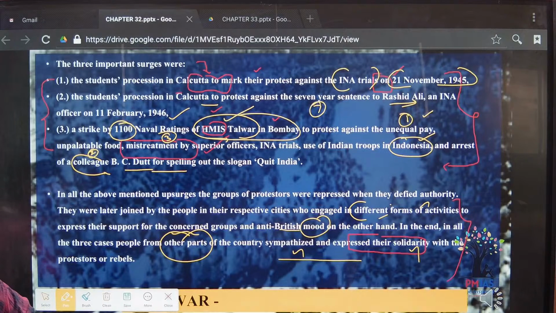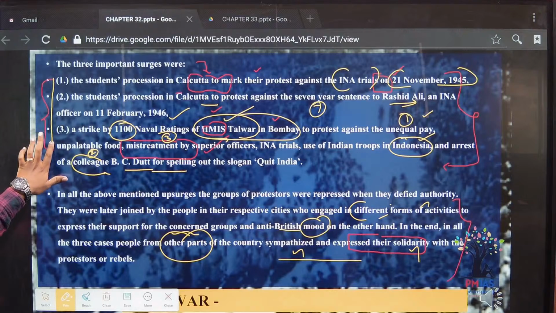So how was their solidarity at this point? They said: we are ready, you go and fight against the mighty Britishers, we are ready to support you, we are behind you. Without worrying about anything, you can fight against the Britishers, that was the mindset of the Indian people. So these three major events are important. These three major events were also important to change the mindset of the Britishers.